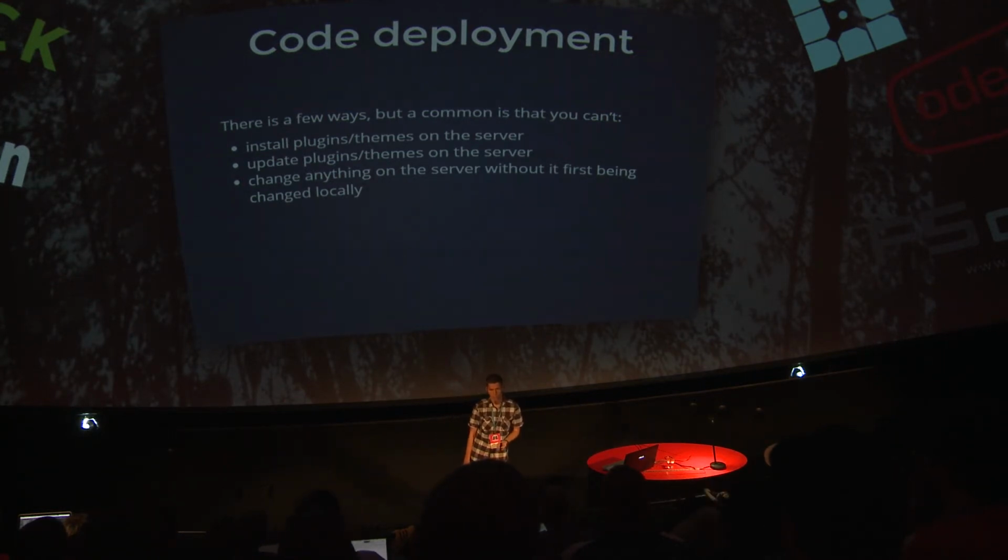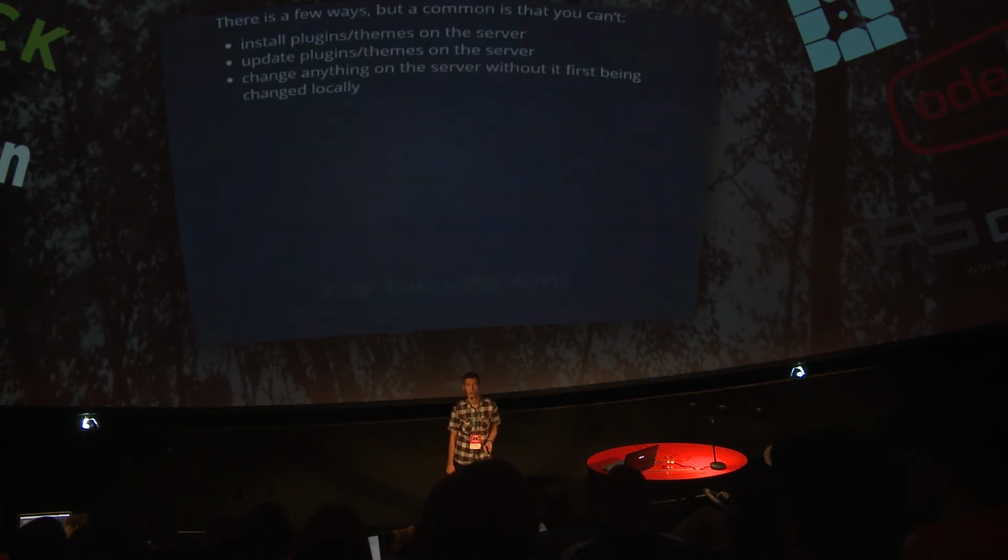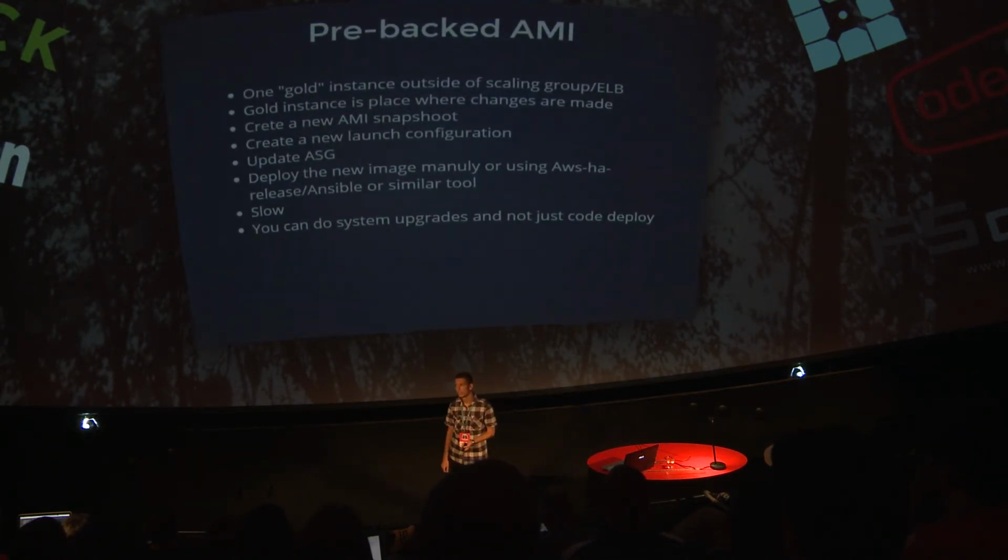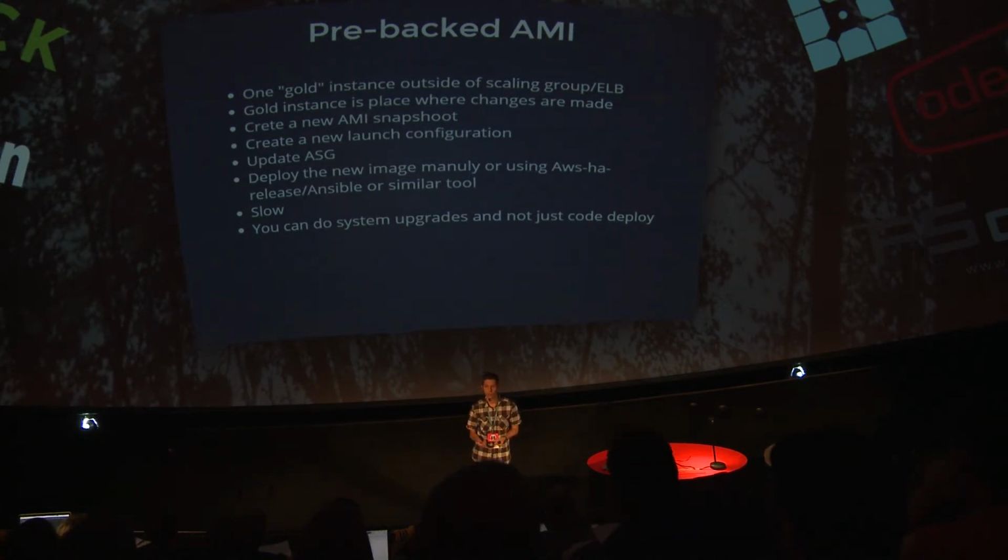I will cover 2 types of deployment. The first one is by pre-baking your Amazon Machine Images. This is done by using one gold instance, and you make all your changes on this instance. And after you make your changes, you create a new snapshot of this instance. You then create a new launch configuration and update your existing Auto Scaling group. What you need to do next is somehow deploy these changes.